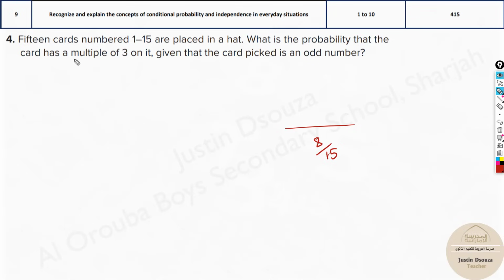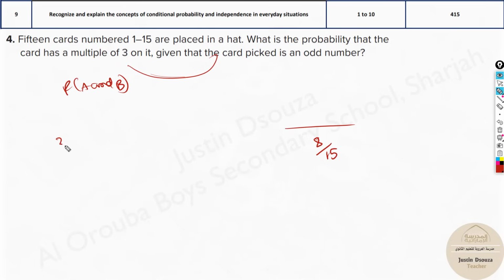Now what is the probability that the card has a multiple of 3 on it? Now here, remember, whatever we write up is "and". These both, it must be a condition of both. Probability of A and B. The probability is multiple of 3 and it's an odd number.